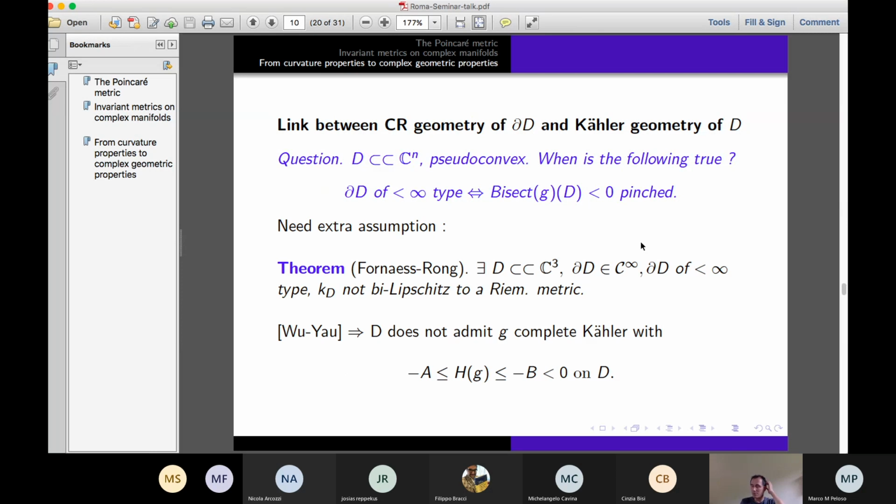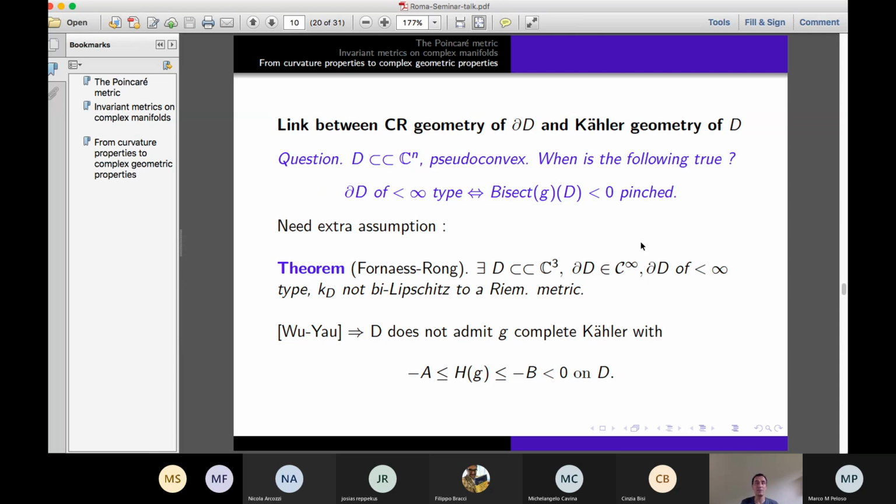And what is important to understand here is that we need some extra assumption because of a theorem due to Fornæss and Wong. They prove that there is a domain, it's also explicit, there is a domain in C3 that is pseudo-convex of finite type with a smooth boundary. But when you look at the Kobayashi metric, it's not bi-Lipschitz to any Riemannian metric. So you can wonder, yes, but what is the link?